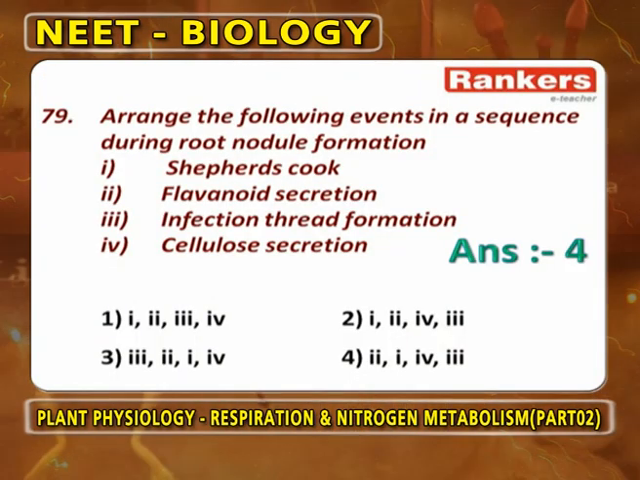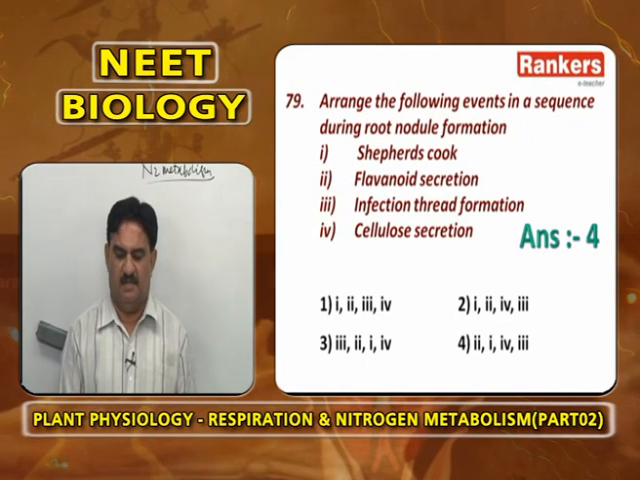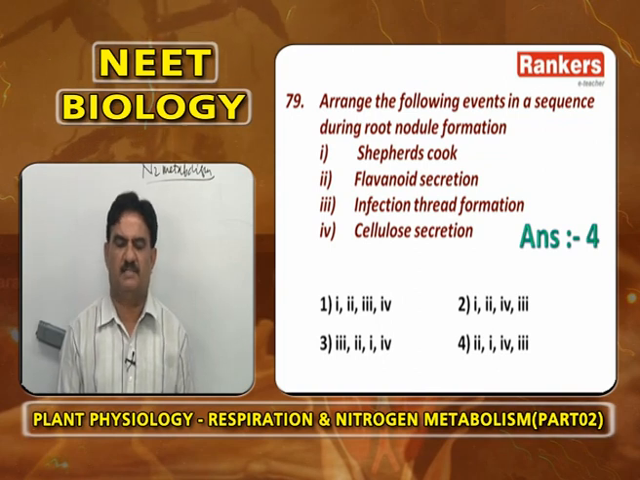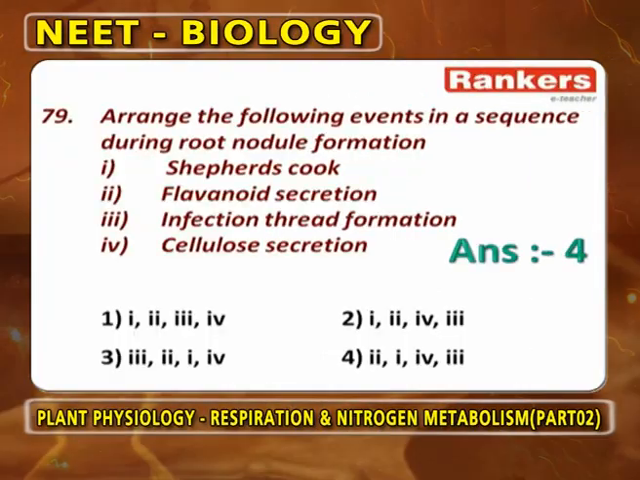So, first is 2, flavonoid secretion. Next is 1, Shepherd's crook. Then is 4, cellulose secretion. Finally is 3, infection thread formation. So, the answer is 2, 1, 4, 3.